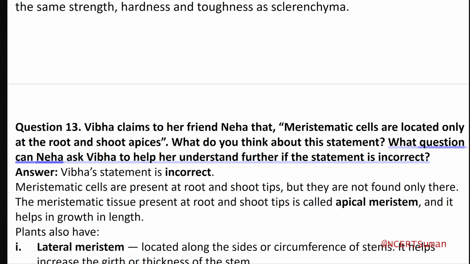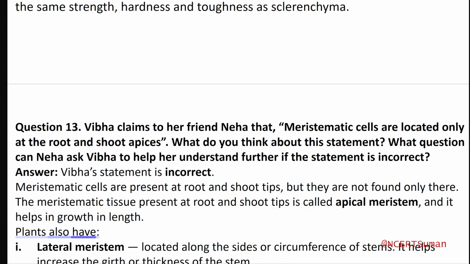What question can Neha ask Vibha to help her understand further if the statement is incorrect? Answer: Vibha's statement is incorrect. Meristematic cells are present at root and shoot tips, but they are not found only there. The meristematic tissue present at root and shoot tips is called apical meristem, and it helps in growth in length.